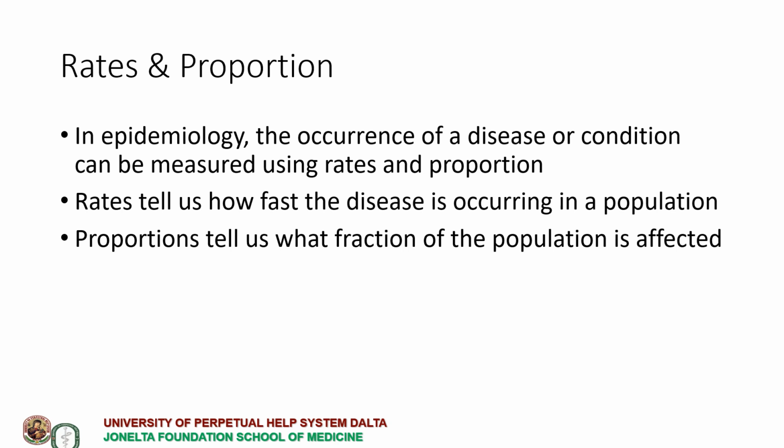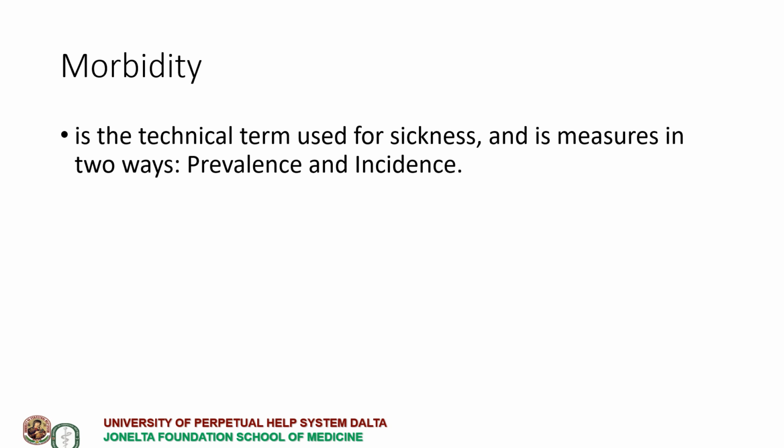In epidemiology, the occurrence of a disease or condition can be measured using rates and proportion. Rates tell us how fast the disease is occurring in a population, whereas proportions tell us what fraction of the population is affected. So for morbidity, this is the technical term used for sickness and is measured in two ways: prevalence and incidence. So for the rest of your medical career, remember definitions of these two words.